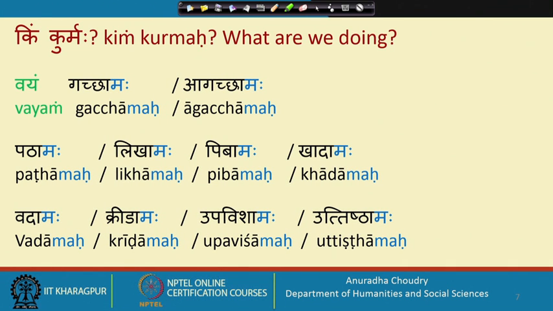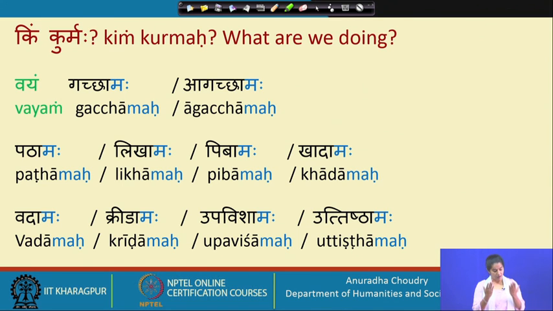Now let's look at how it is in the written form. So vayam gacchamaha, agacchamaha, patamaha, likhamaha, pibamaha, khadamaha, vadamaha, kridamaha, upavishamaha, uttishtamaha. Uttamam. So you've got a hang of that.